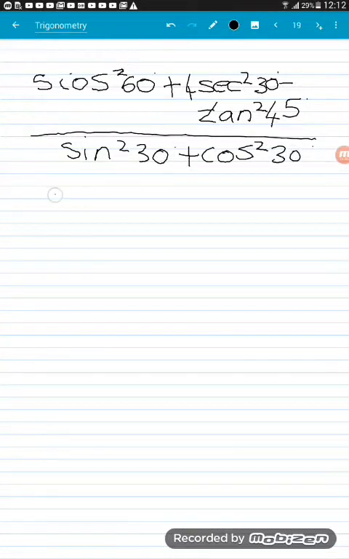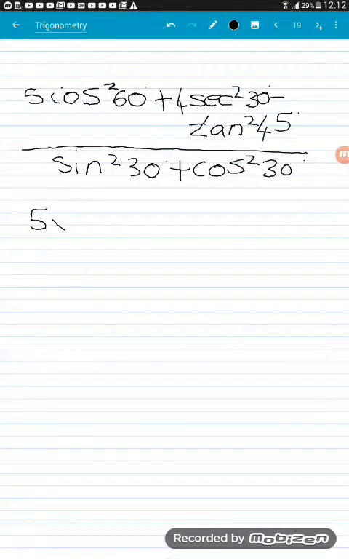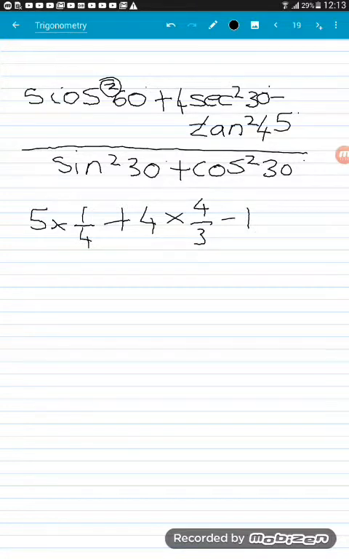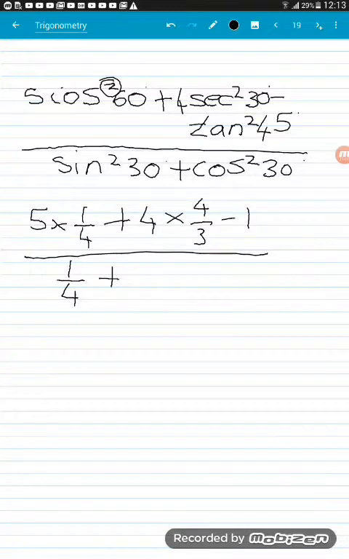So 5 cos square 60 is nothing but 5 into 1 by 2 into 1 by 2, which is 1 by 4 because it is cos square, plus 4 into sec square 30. Sec square 30 is the reciprocal of cos square 30, as I said. So 2 by root 3 into 2 by root 3 is 4 by 3, minus 1. 1 square is 1. And sin square 30 is 1 by 2 into 1 by 2, which is 1 by 4, plus cos square 30 is 3 by 4.